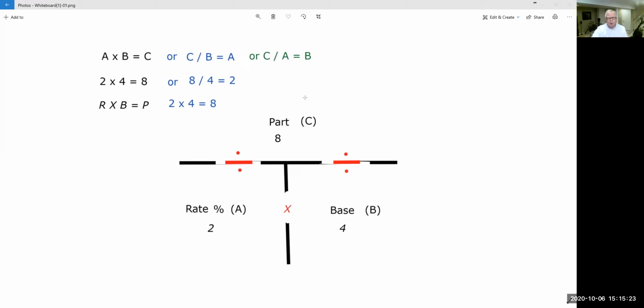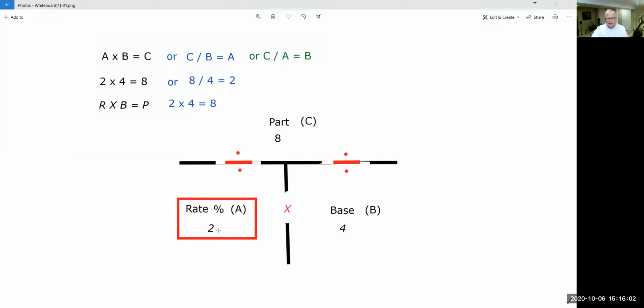But in this same formula, if we don't have either the rate or the base, but we do have C, or what we would call the part, we can figure out what the other one is by simply dividing 4 into 8, and you can see that it would give you 2, so it goes in 2 times. If I had the rate and I had the part, I would divide the 2 into the 8, and I come up with 4. So this is the one that's going to get a little bit tricky when we get down to it, this right here.